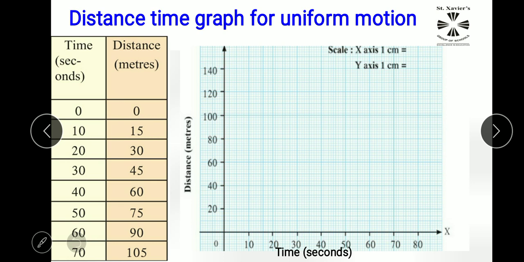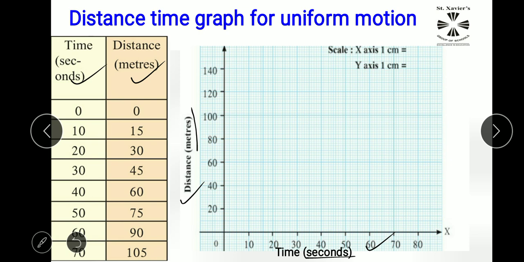Here we are going to discuss the distance time graph for uniform motion. On the y-axis we have distance, on the x-axis we have time. Time is in seconds and distance is in meters. Students, we will take the scale as per the table data given here. The time in seconds is given for the distance traveled in meters. There is some car or vehicle traveling with some speed, and the time and distance record is maintained and given in the table.